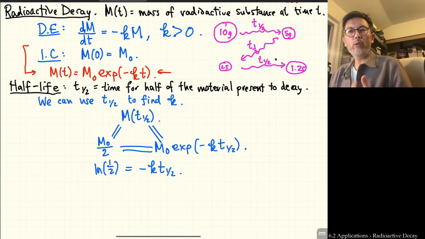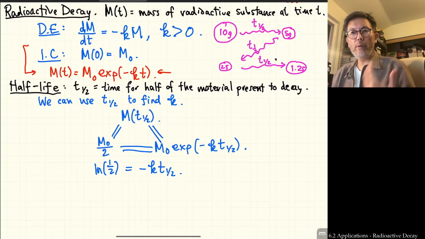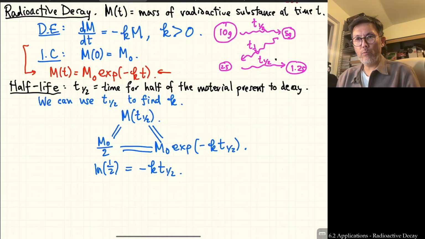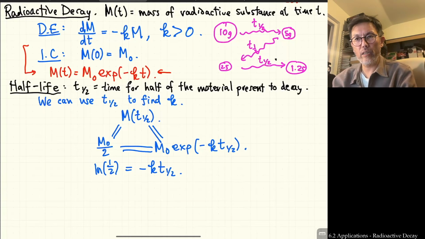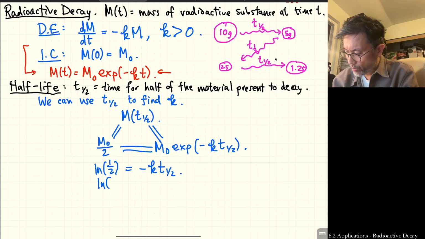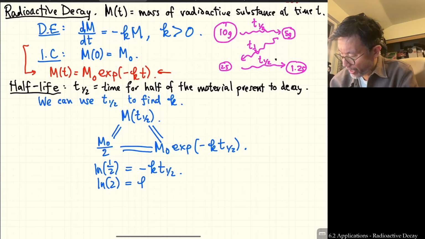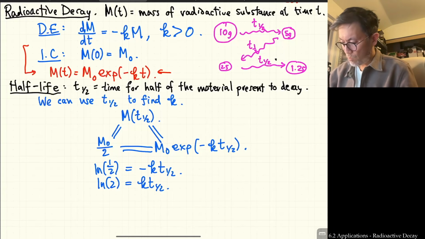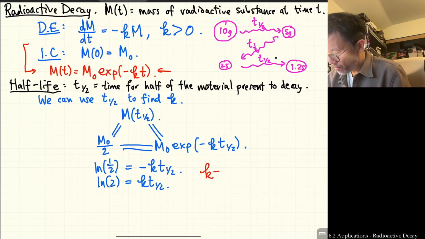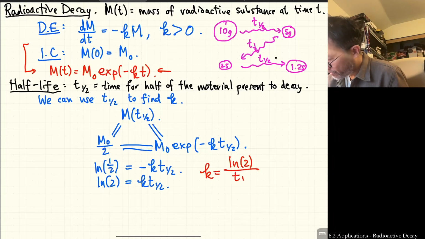I'm going to multiply both sides by -1. And remember that when you multiply both sides by -1, that has the effect on the log of taking the reciprocal of the argument of the log. So this is equal to log of 2 is equal to k times the half-life. And then finally, we can use this to solve for k. What we learned is that k is equal to the natural log of 2 divided by the half-life.